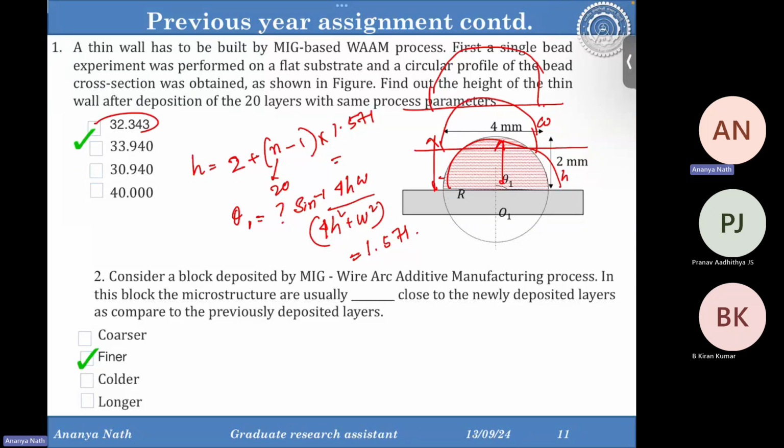Okay. So the next question: consider a block deposited by MIG wire arc additive manufacturing process. In this block, the microstructure is usually thinner close to the newly deposited layer as compared to the previously deposited layer. Now, can you tell me the reason behind this thin microstructure close to the newly deposited layer? What is the reason behind it?